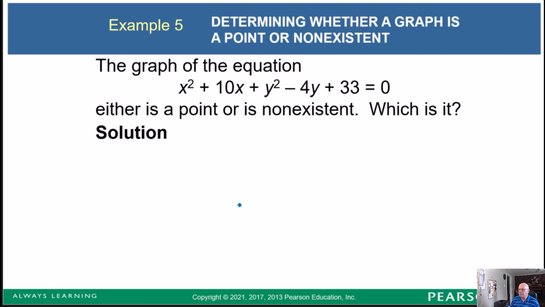Next, is it a point or is it non-existent? What does that mean? What it means is we need to look at this number right here.